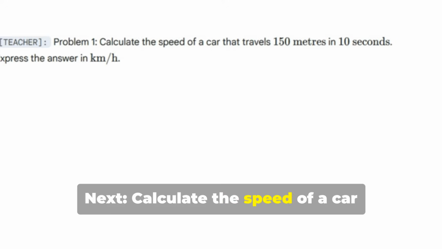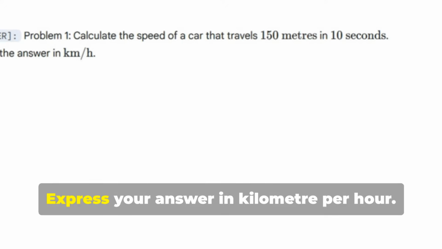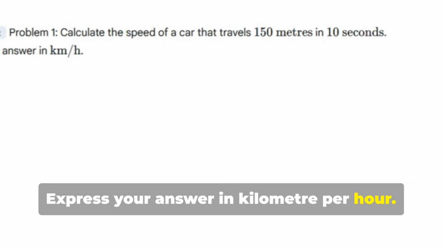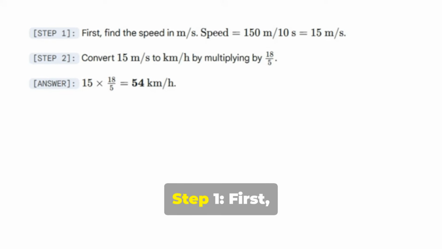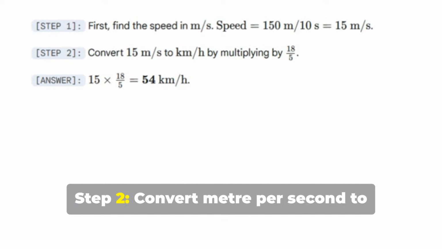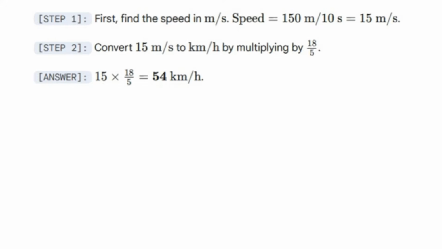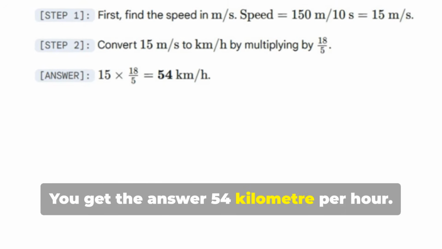Next, calculate the speed of a car that travels 150 meters in 10 seconds. Express your answer in kilometer per hour. Step 1. First, find the speed in meter per second. Step 2. Convert meter per second to kilometer per hour. You get the answer 54 kilometer per hour.